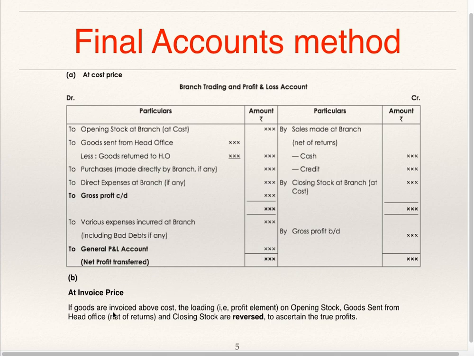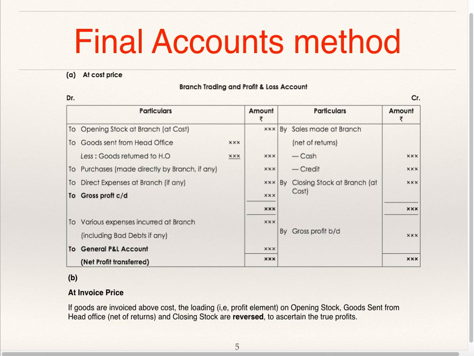At invoice price, if goods are invoiced above cost, loading, that is profit element on opening stock, goods sent from head office, net of returns and closing stock are reversed to ascertain the true profit. So in simple words, if opening stock, closing stock, goods sent to branch, goods returned from branch is at invoice price, then remove loading and record it at cost price.